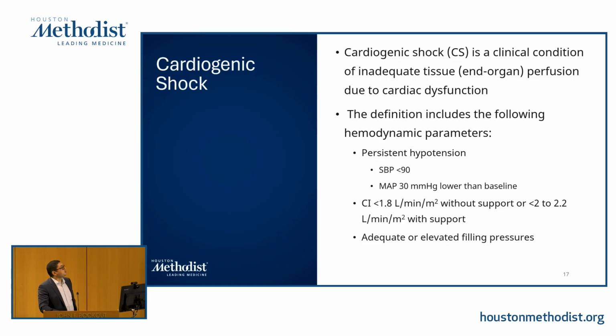So to talk on cardiogenic shock in particular, this is the classical definition of cardiogenic shock. So basically you have someone with impaired cardiac function, with a systolic blood pressure less than 90, or a MAP 30 points below their baseline. If you have any kind of hemodynamic monitoring and you were able to get the cardiac index, these are the patients who have a cardiac index less than 1.8 if you are without support, or less than 2.2 when they are on support.